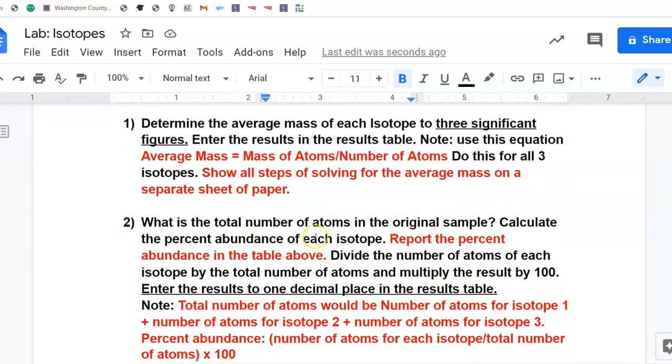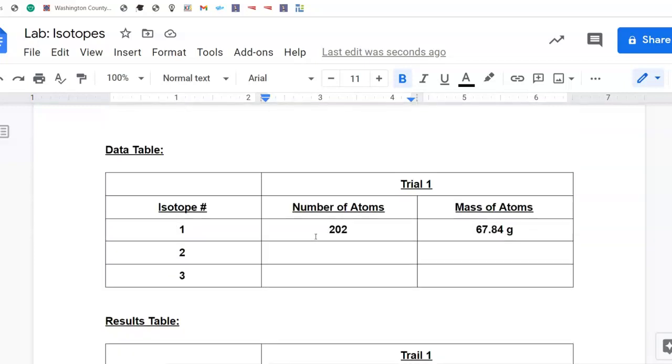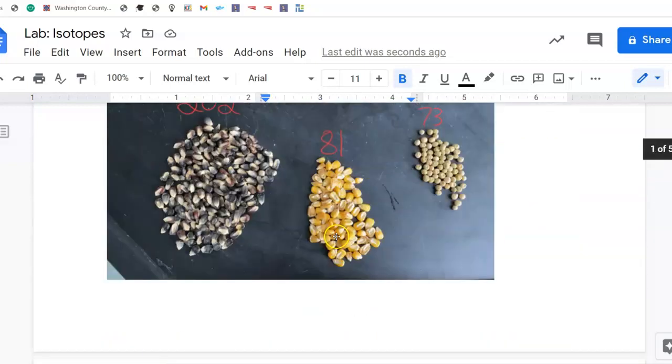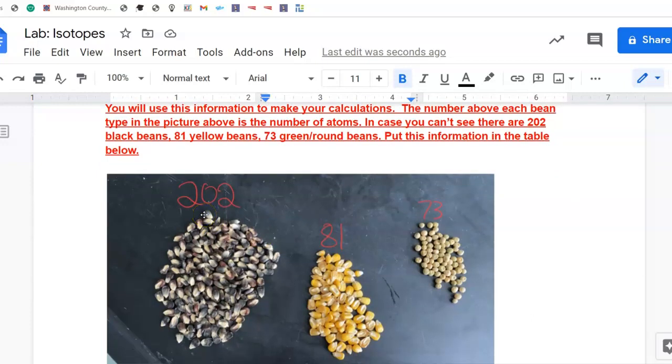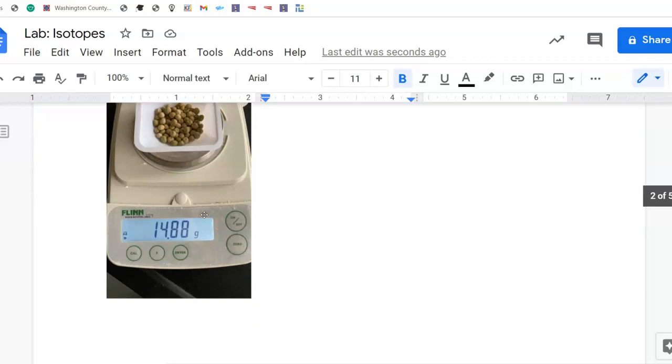Then, what's the total number of atoms in the original sample? And we're going to calculate the percent abundance of each isotope. To find the total number of atoms, you would add 202 plus 81 plus 73. Whenever you do that, you should get 356. Again, 202 plus 81 plus 73 is 356. That's your total number of atoms.